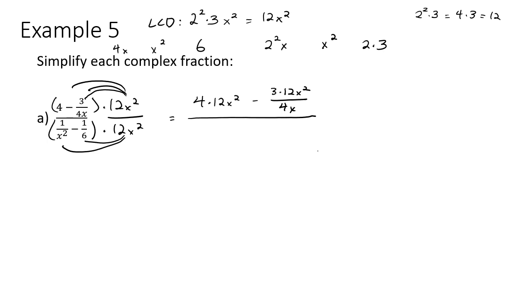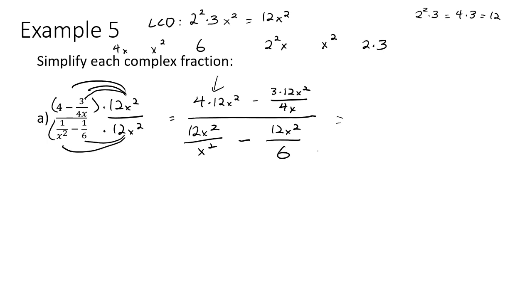And the denominator, 1 times 12x squared, would just be 12x squared over x squared. And then 1 times 12x squared would give me 12x squared over 6. And now if you found your least common denominator appropriately, all of these smaller fractions will reduce. And they'll reduce in such a way that the entire denominator goes away.